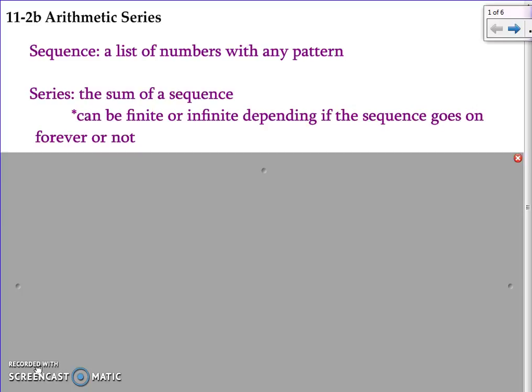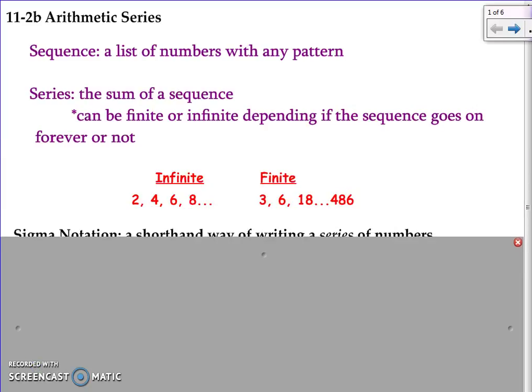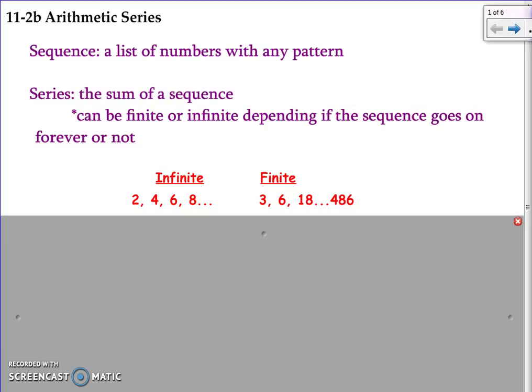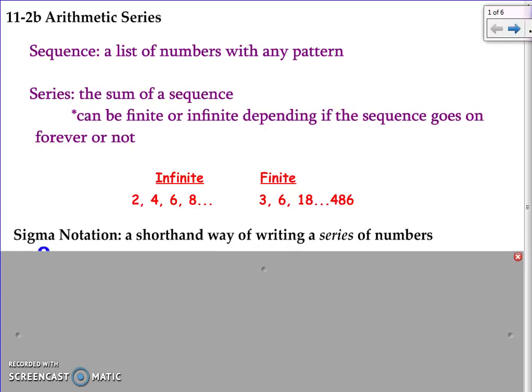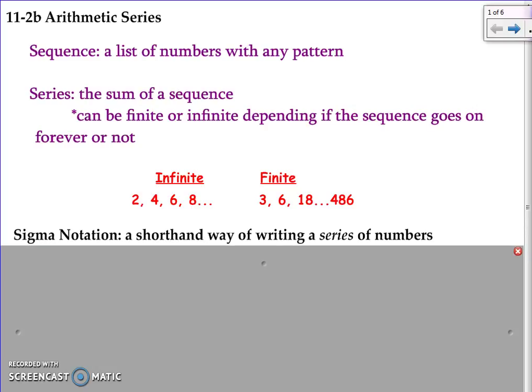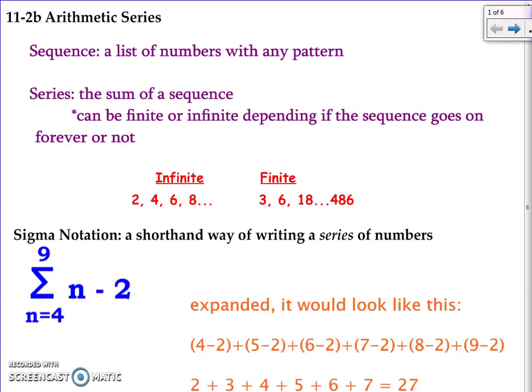Okay, so these can be finite, which means they have a beginning and an end, or an infinite sum, and I'll talk about those later. All right, so just as an example, an infinite sum would go on forever, and finite would have a beginning and an end. All right, so we need to understand what sigma notation is in order to do these. So sigma notation is this big, fancy looking E.